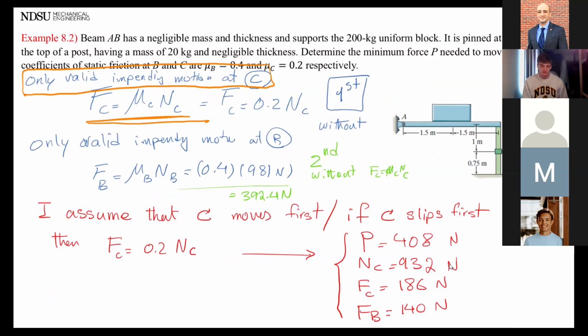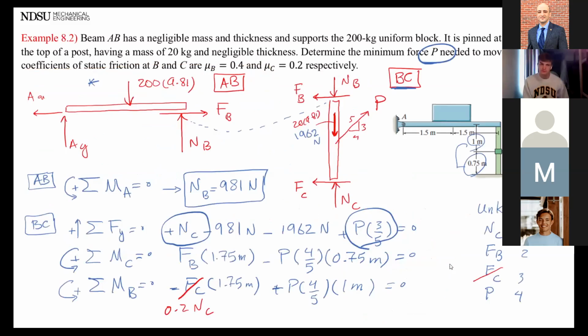Do not automatically substitute these equations into your equations of equilibrium. How did you solve for 408? So right here, I have 3 equations, right? 1, 2, 3 equations and 3 unknowns. So you just solve for them. Oh, I see. Thank you.